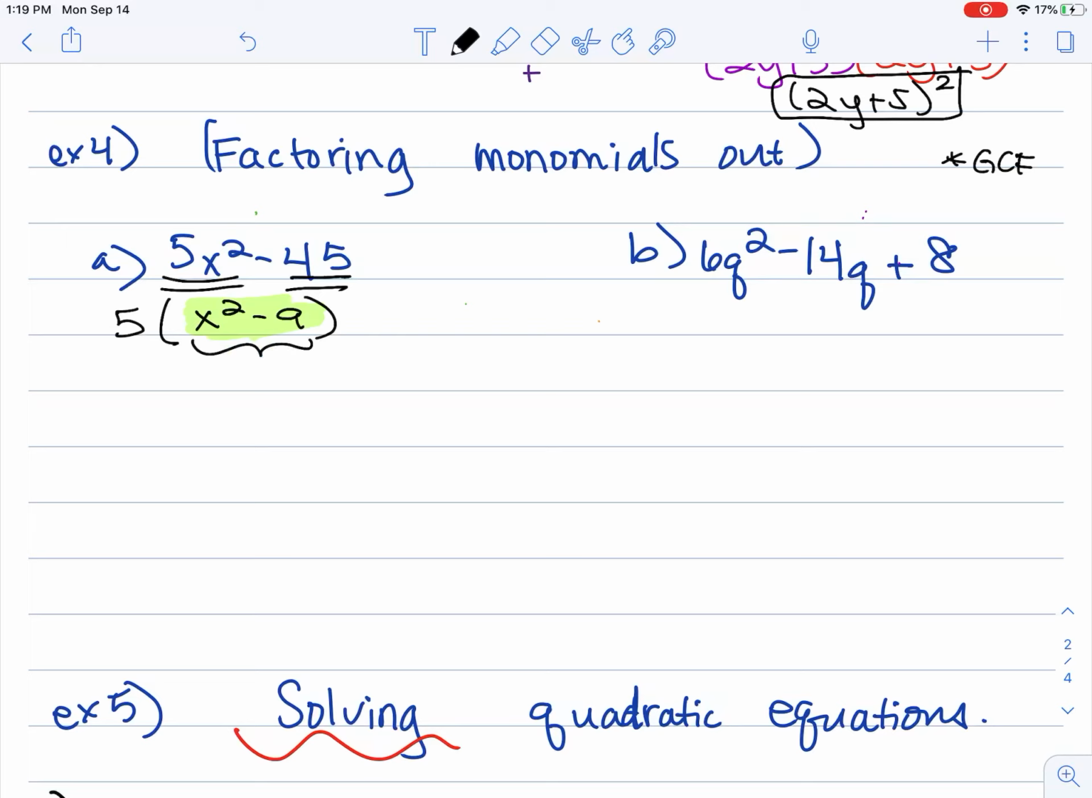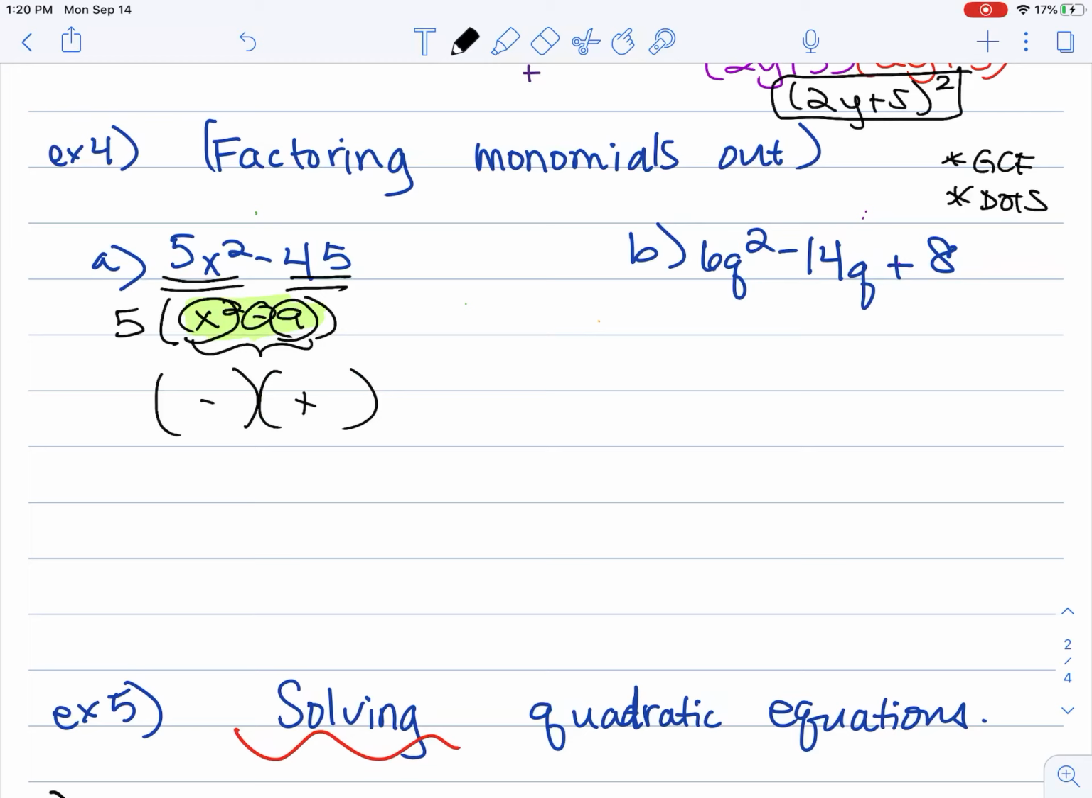So now we look here. Is there a GCF there? No. How many terms are there? There's 2. And if you look at our graphic organizer for 2 terms, it can only be DOTS. So let's look to see if there's DOTS. We've got a difference of 2 squares, so we're good.